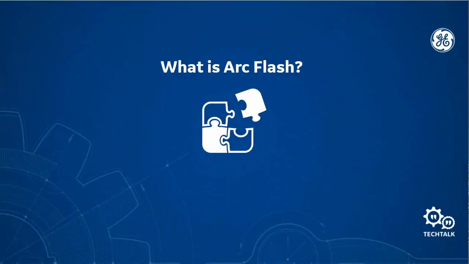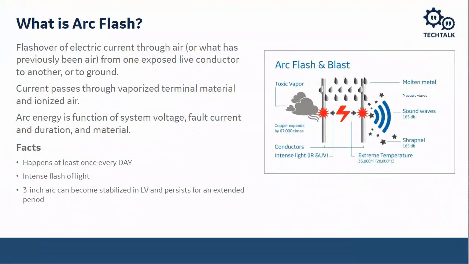So the first thing, what is arc flash? Arc flash is basically a flashover between two conductors, or a conductor and ground. We've got a fault, a big fault. Current is going to pass through there, ionize the air, and continue to grow. This arc has a lot of energy, and it's a function of the system voltage, available fault current, how long the fault is present, and the material that's there to feed the fault.